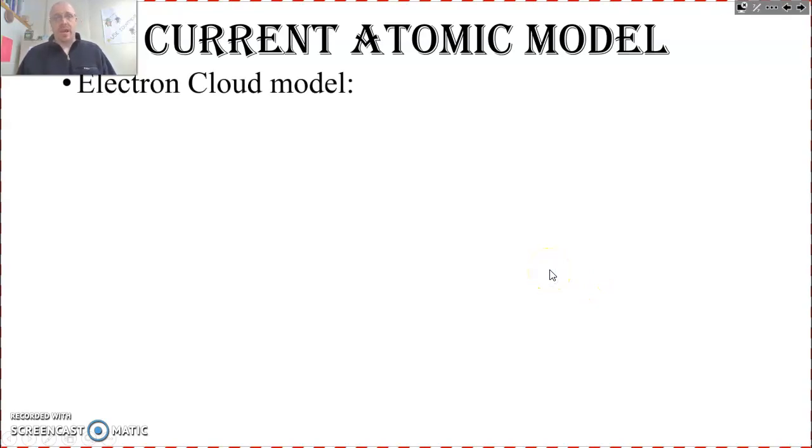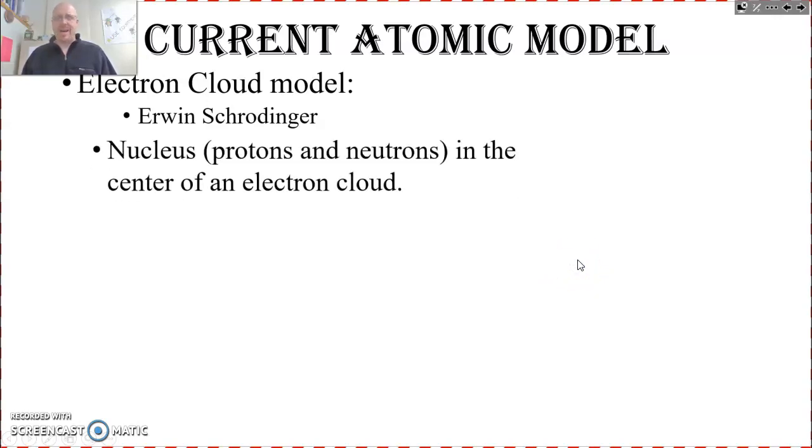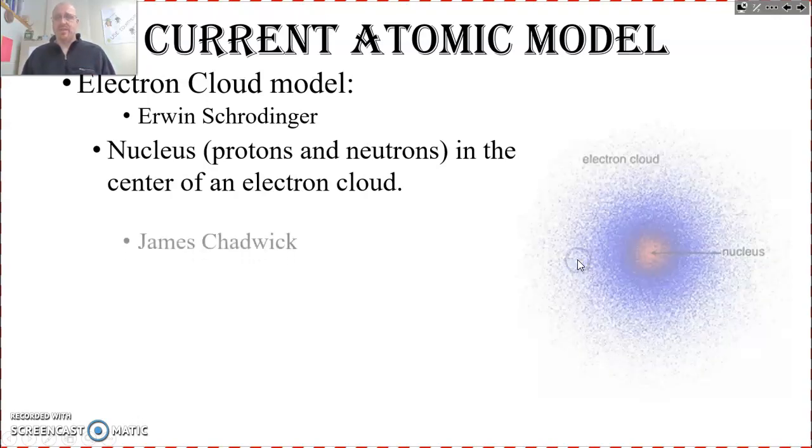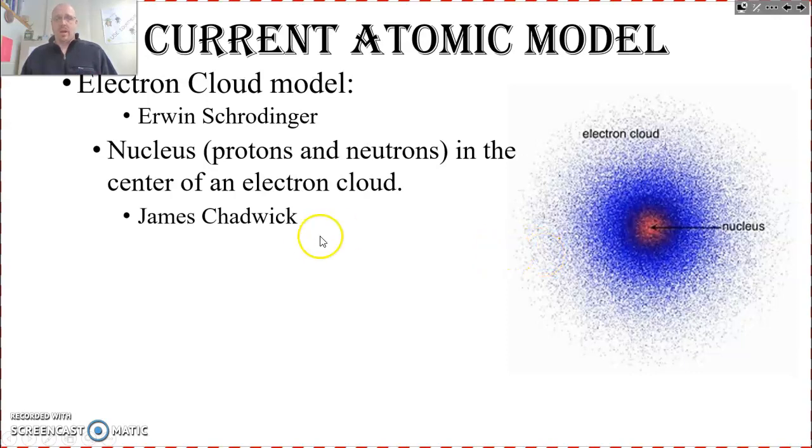The most recent model that we have, the current one today, is called the Electron Cloud model. Erwin Schrodinger developed the model. He was a mathematician and basically said the nucleus is protons and neutrons that are in the center of this electron cloud. And Chadwick kind of was the one that really helped show this.